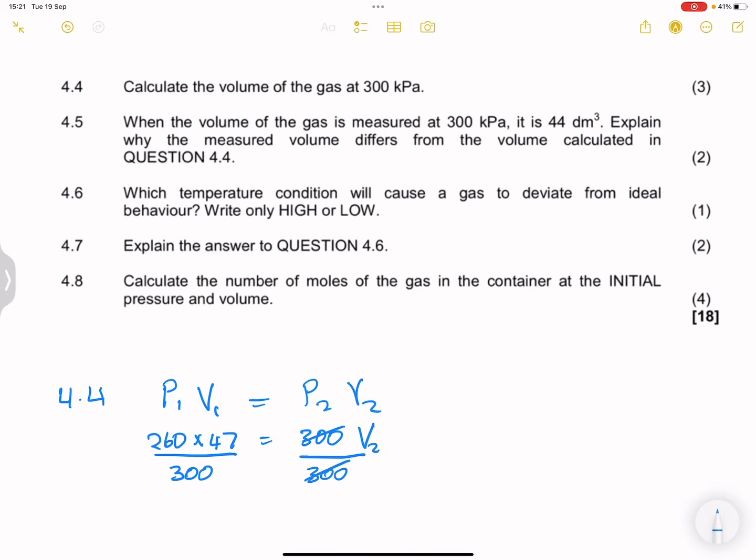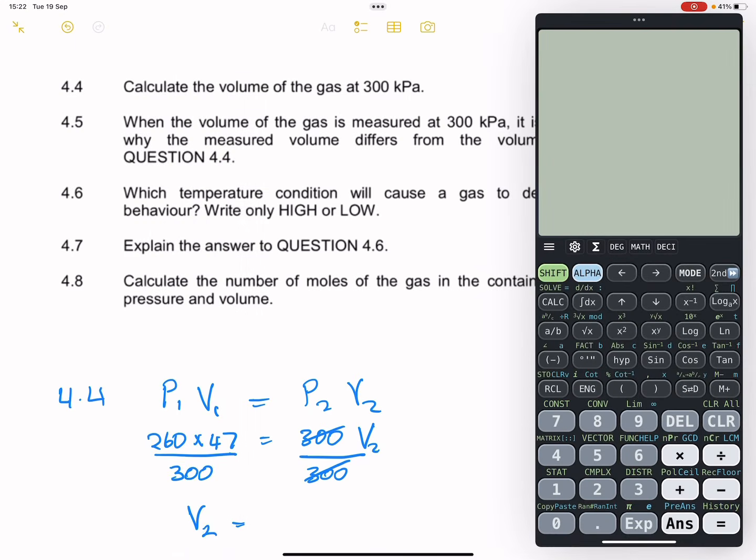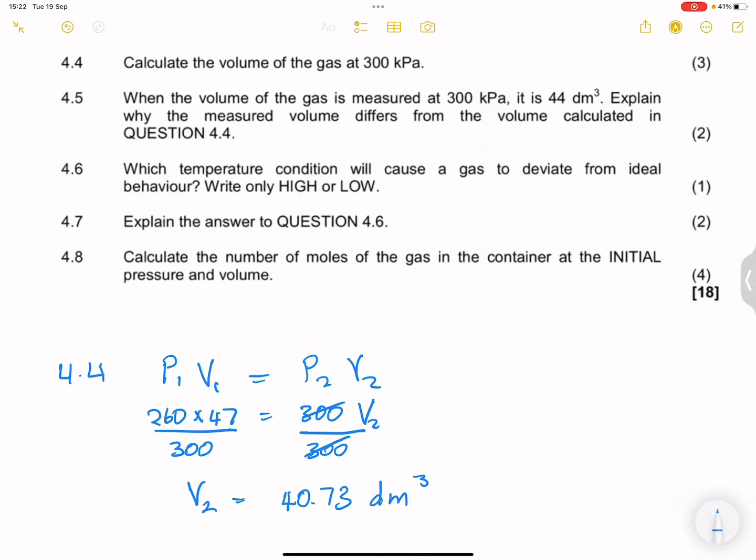Okay, so that cancels with that. And what would be our new volume? All right, so let's calculate there. That's 260 multiplied by 47, divided by 300. Okay, right, so look at that value. You get 40.73, right? And remember, the previous volume was in cubic decimeters, so that means you're also going to calculate it in cubic decimeters, right?